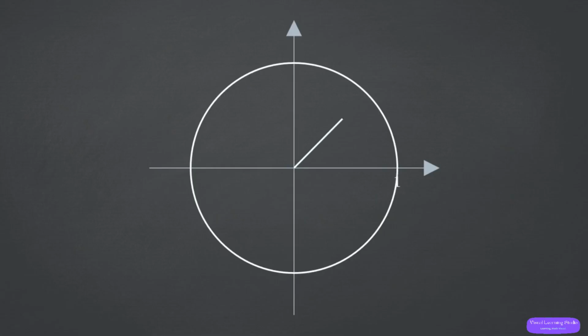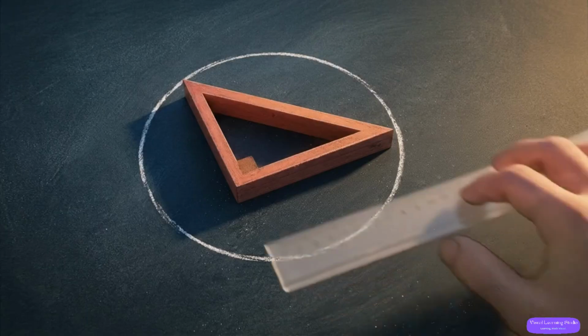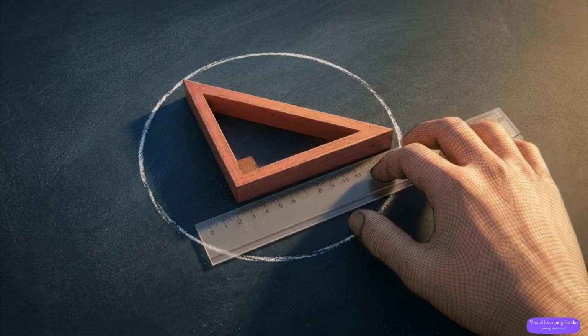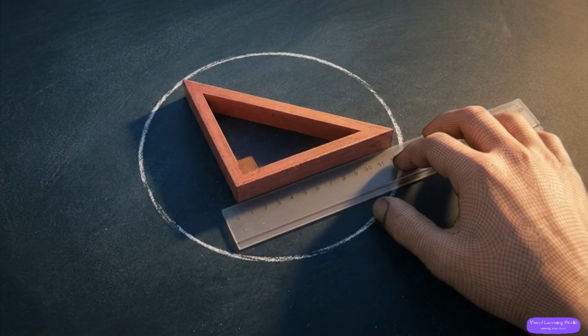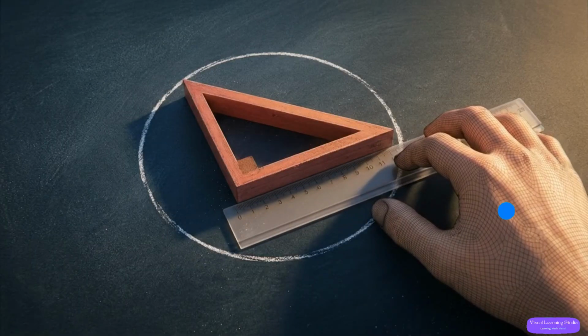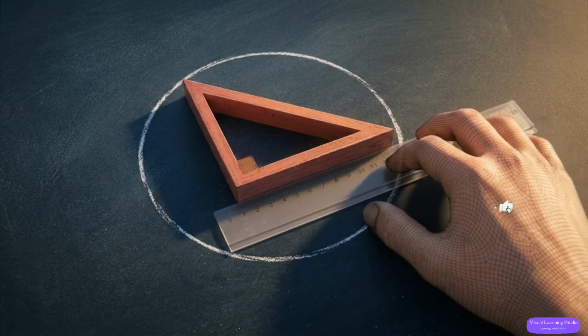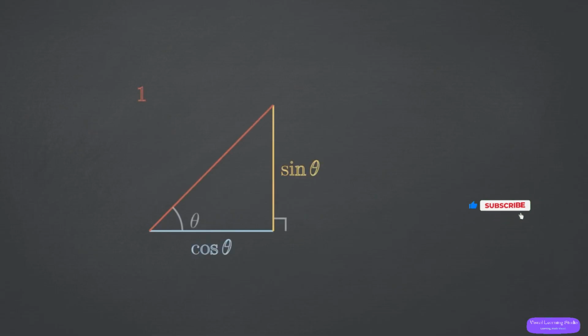Drawing a radius line out to the edge, then dropping a dashed line down to the axis, traps a right-angled triangle. That horizontal base is exactly cosine, the x-coordinate. And the vertical height is sine, the y-coordinate. By placing this one triangle inside this one circle, the abstract words sine and cosine become physical distances you can measure with a ruler. Look closely at the diagram we just built.